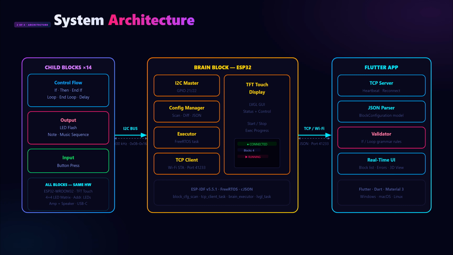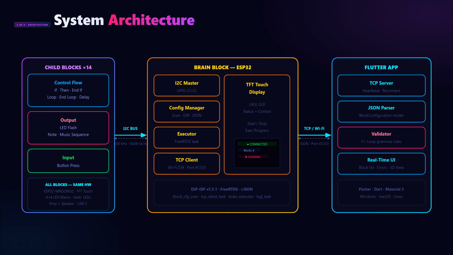This is the full architecture. On the left, all of the child blocks share a single I2C bus. The brain block in the middle acts as the I2C master, runs a config manager to scan and identify the current topology, and has an executor plus a TCP client running on the ESP32. On the right is our Flutter companion app. It runs a TCP server on a fixed port, receives JSON block config messages from the brain, parses those into a Dart model, validates the program according to our grammar rules, and then updates the UI in real time, showing the block list, any errors, and a 3D view of the configuration.